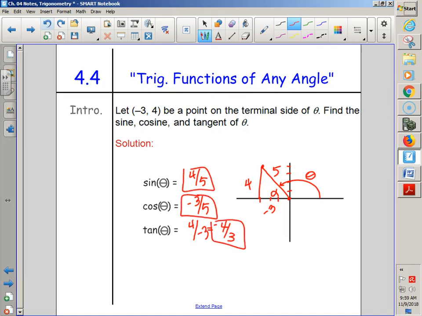How'd I find it? SOHCAHTOA. How'd I do SOHCAHTOA? I got myself a triangle. What do I look at in the triangle? The opposites, the adjacents, and the hypotenuses.